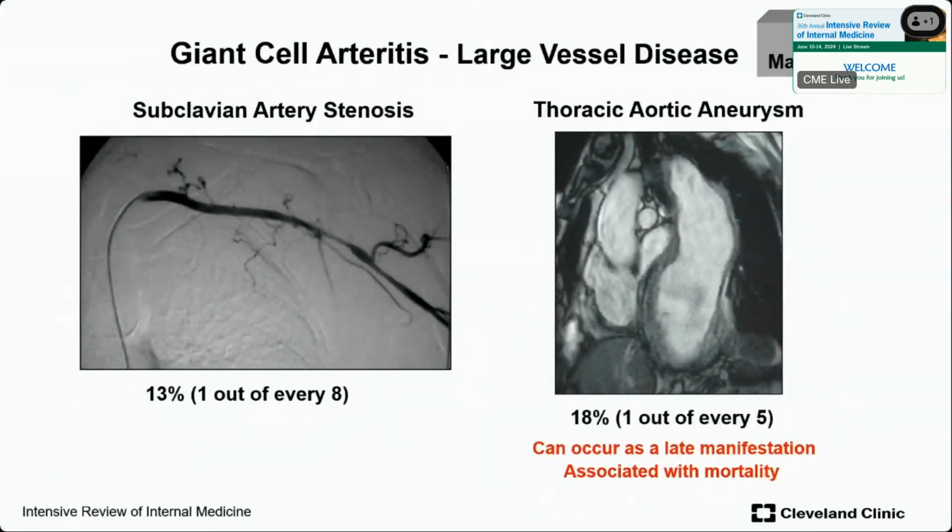Large vessel disease can occur in up to 1/3 of these patients, and some of the more prominent manifestations can include subclavian artery stenosis, which can occur in 1 out of every 8 patients. And of greatest concern is the development of thoracic aortic aneurysms, which can occur in 1 out of every 5. This can occur as a late manifestation of disease and can also be associated with mortality.